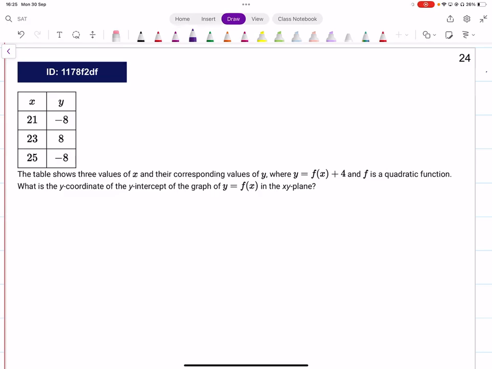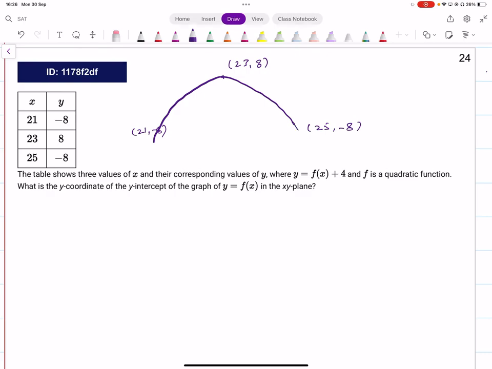Just plot these points. 21 and minus 8, let's say that's here. When x is 23, that's on the right side. Y is 8, that's going to be above somewhere, so we can mark that point here. Let's say this is 23 and 8. And then it becomes minus 8 again when x is 25. So it comes back here. This is 25 and minus 8. It's clear that it's an N-shaped function with a maximum point. Right? You can't make a U-shape for these points, right? It's going to look like this.